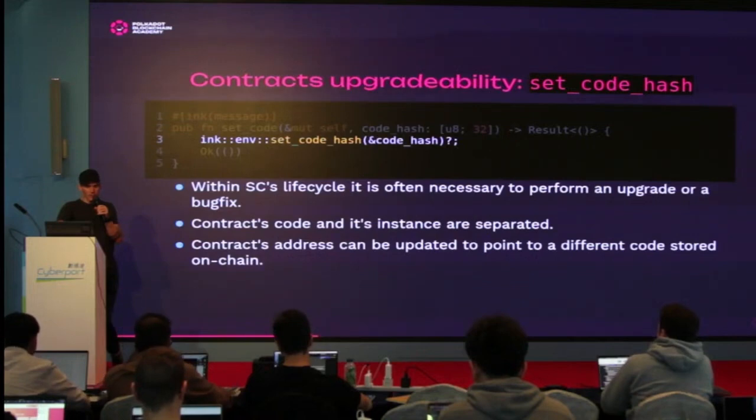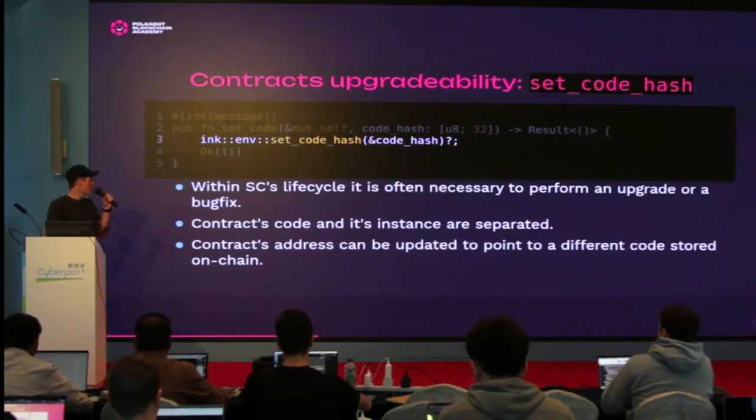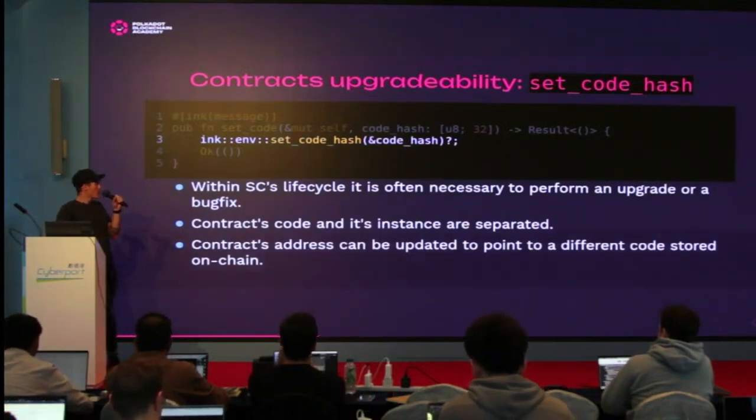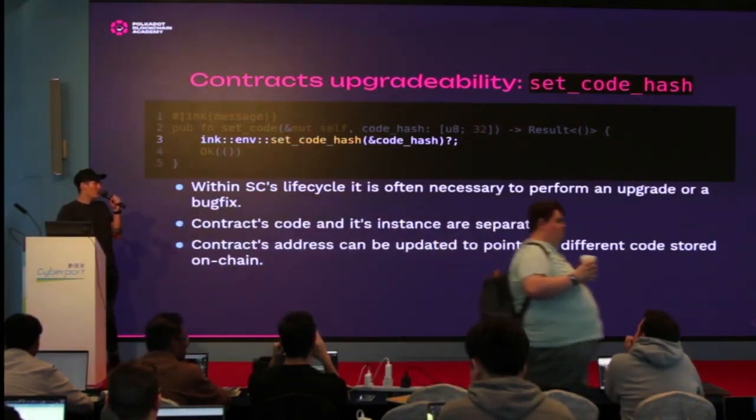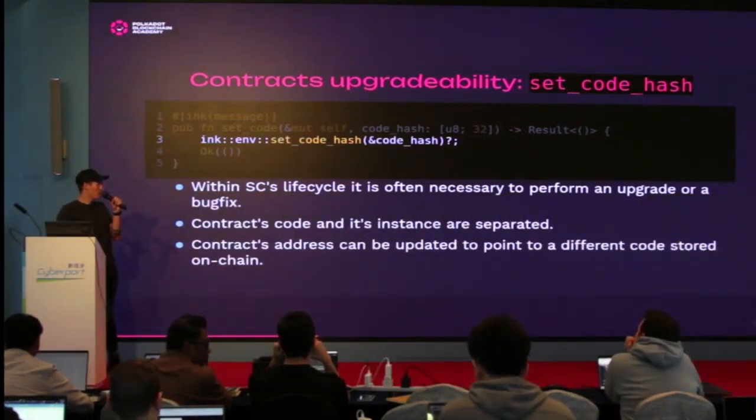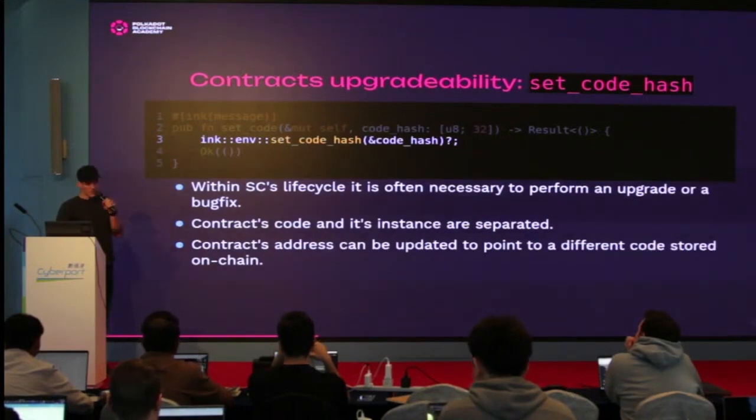In Ink, things are a little bit different because of the separation between the contract and its instance. You can treat the contract address as a pointer to the code that is stored in some other place on chain. That gives you the possibility to update that pointer, basically make it point to some other code. The opcode for doing that is called set code hash.